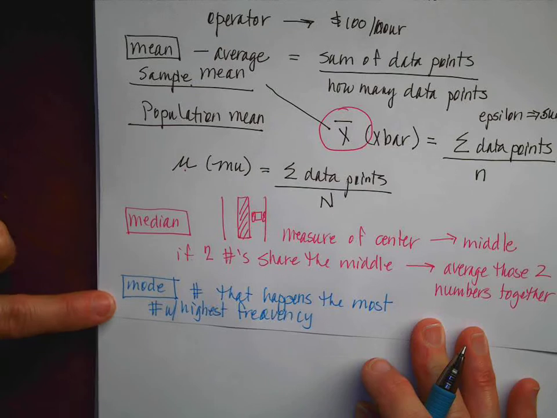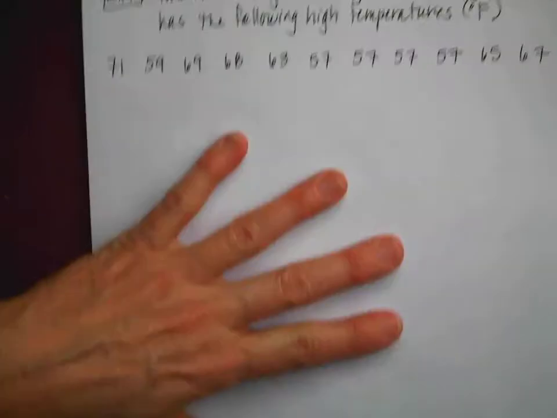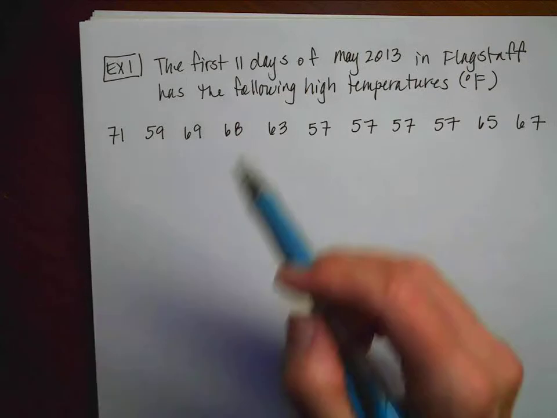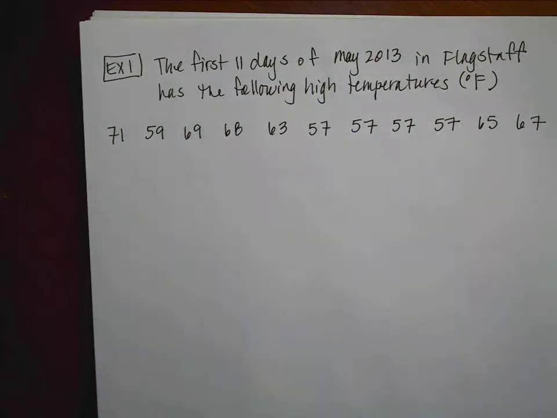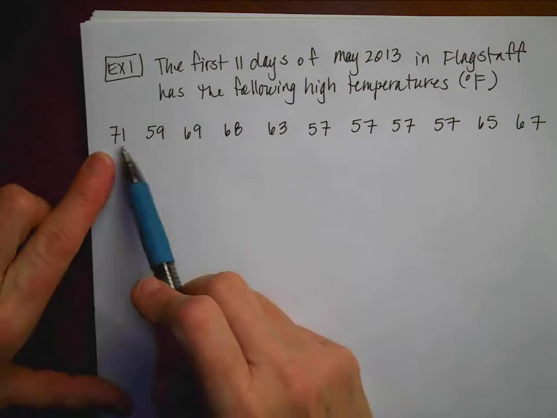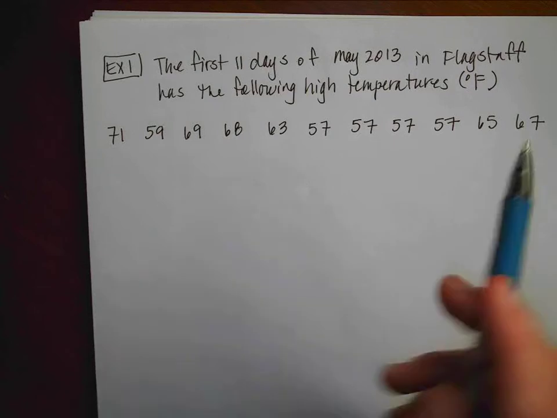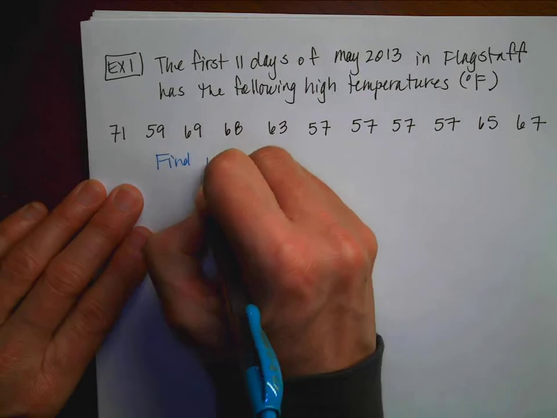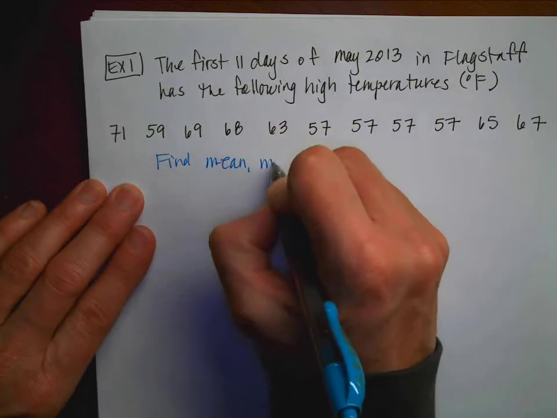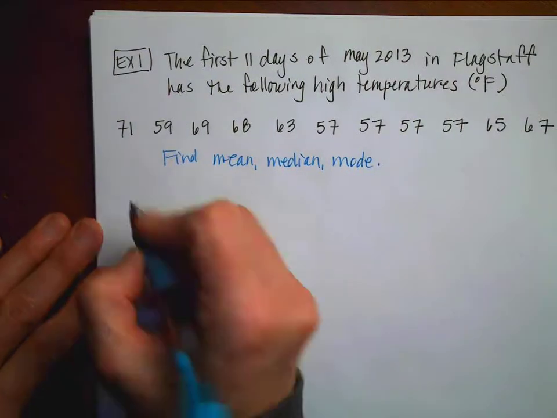Alrighty, so I want to go ahead and use mean, median, and mode as we look at our first example. In example number 1, we have the first 11 days of May 2013 in Flagstaff, yay Flag, which has the following high temperatures. And so here are the 11 numbers that we want to use for our particular example. All right, so we want to find, if we finish the example, the mean, the median, and the mode.